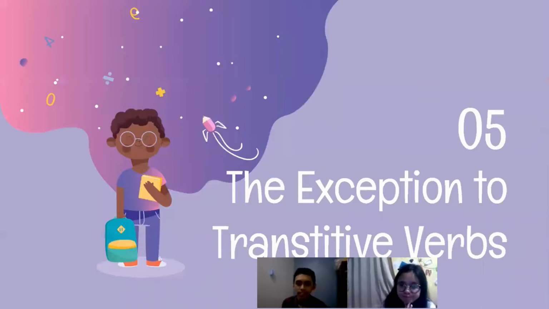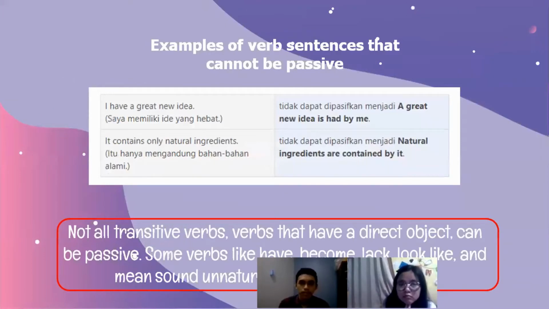Yang terakhir, the exceptions to transitive verbs. Okay, the transitive verbs. Untuk membentuk suatu passive voice, kita perlu yang namanya transitive verbs atau verb yang membutuhkan objek. Lalu kenapa bisa begitu? Karena nantinya objek inilah yang akan menjadi sasaran utama untuk menjadikan passive voice itu muncul.